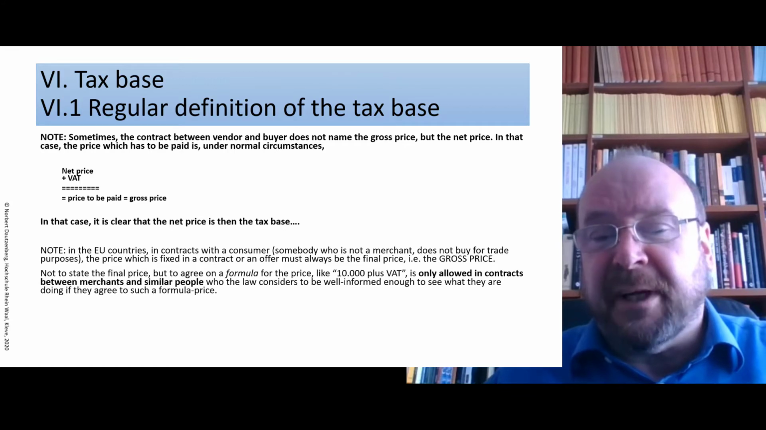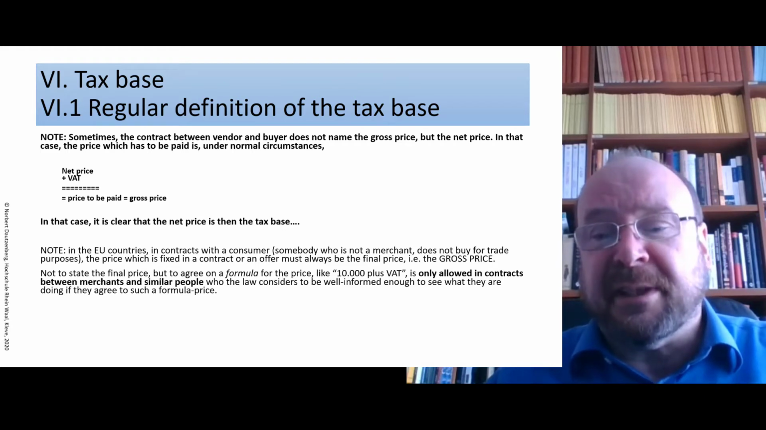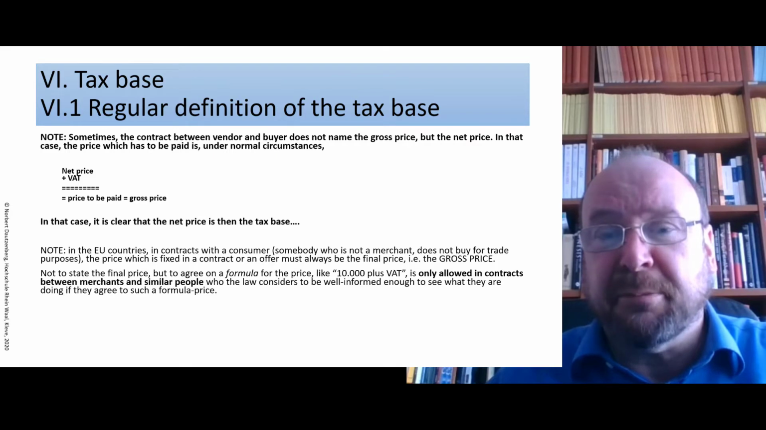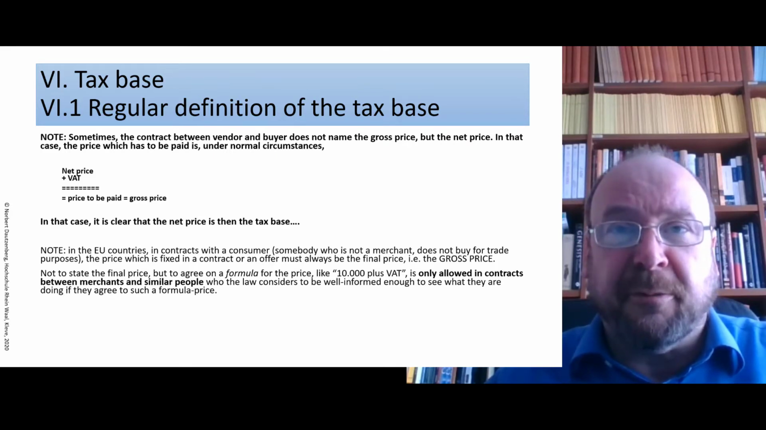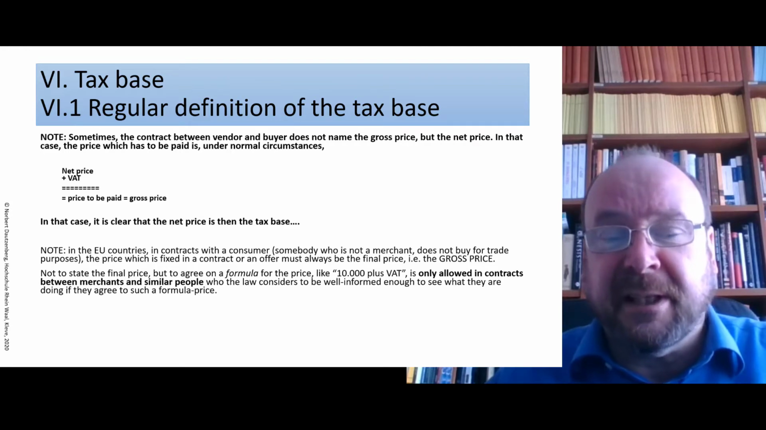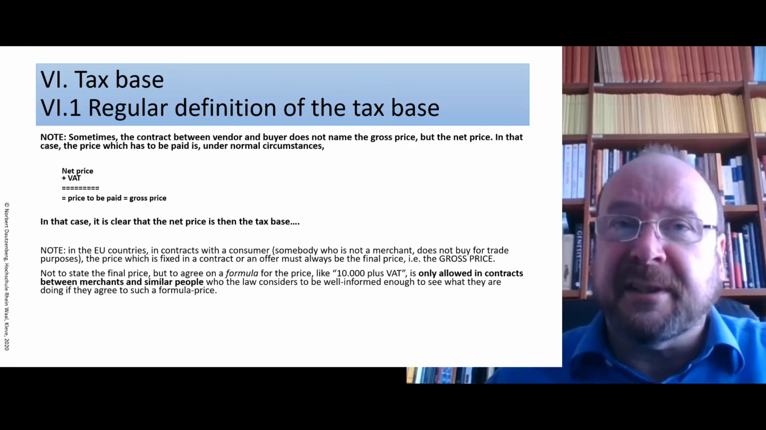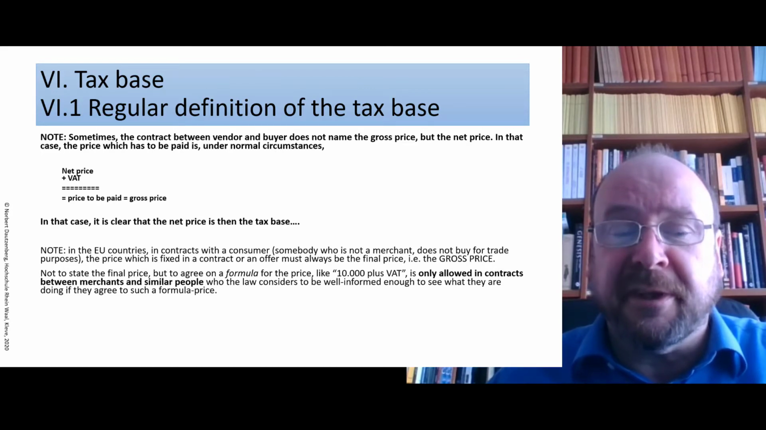Not to state the final price, but to agree on the way how the price shall be computed, like 10,000 plus VAT, is only allowed in contracts between merchants and similar people whom the law considers to be so well informed and educated that they can deal with such a formula price and still have a clear idea on what they agree upon.